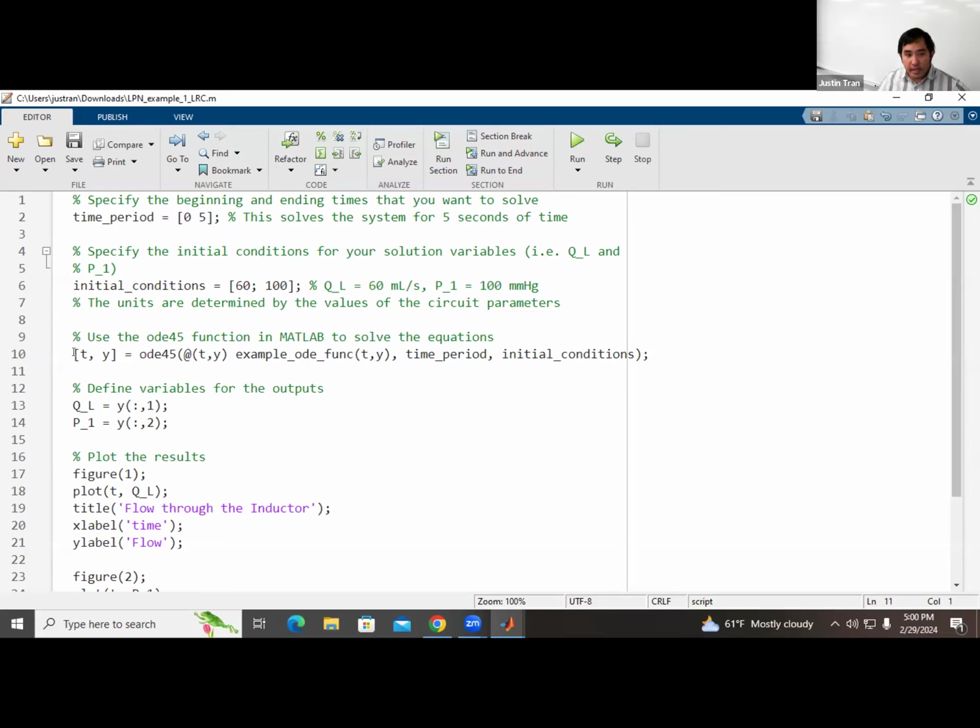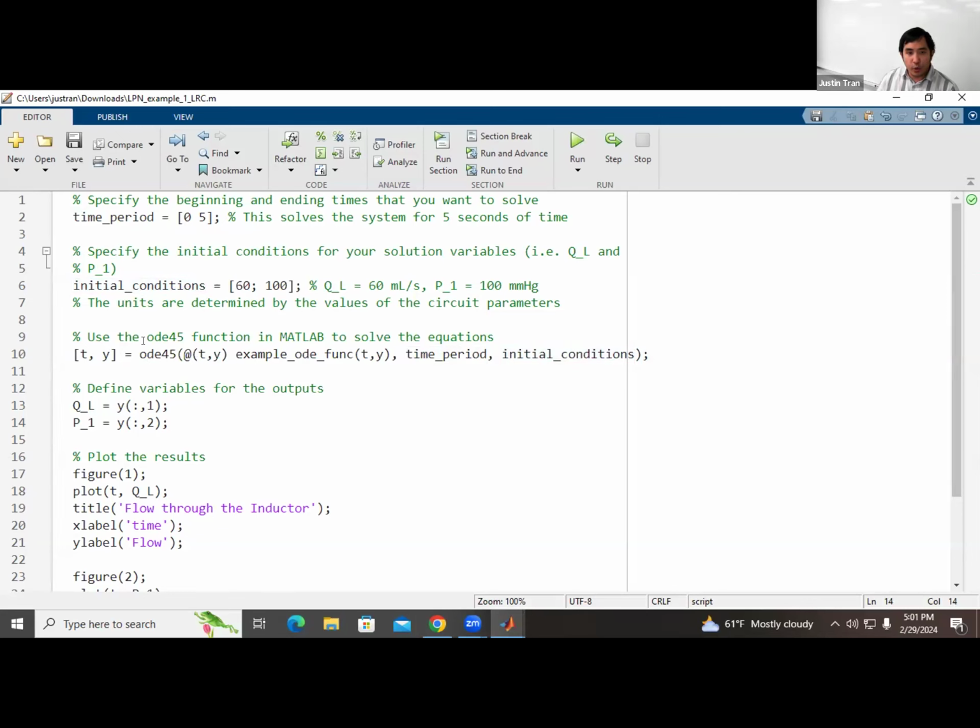So what we're saying is that t and y here, or t comma y, is equal to ODE45. Inside the parentheses, we give this embedded function, and I'll go over this part in a second. The next thing we give is the time period, which is what we just defined up here, and the initial conditions for our parameters right here.